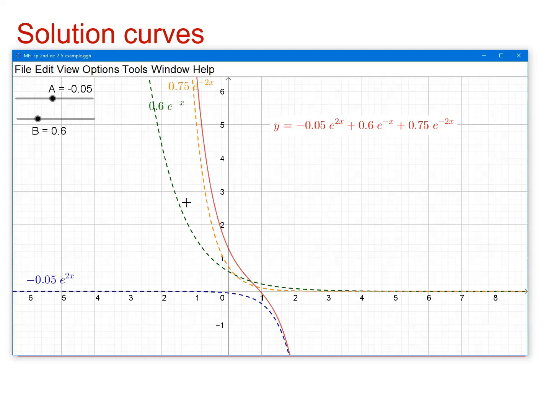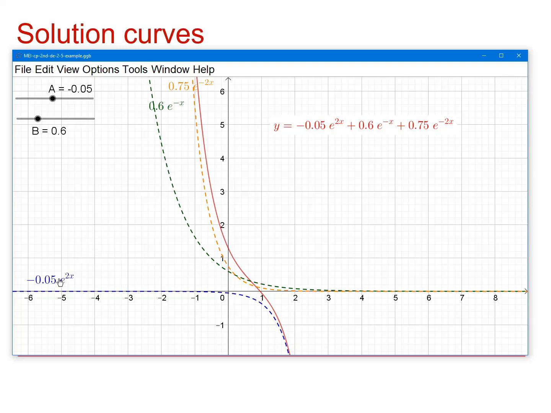And as I alter these parameters, both the dotted lines and the overall solution curve will change accordingly. Notice that this curve is really being driven by the e to the 2x and e to the minus 2x bits. e to the 2x and e to the minus 2x are considerably larger as x gets larger. They are considerably larger than the e to the minus x bit of the function. So up here on the left hand side, the e to the minus 2x is doing all the hard work, and on the right hand side it's the e to the 2x.